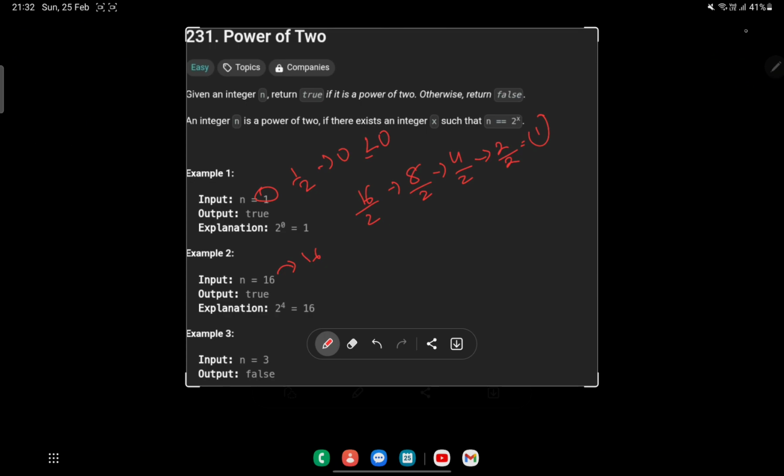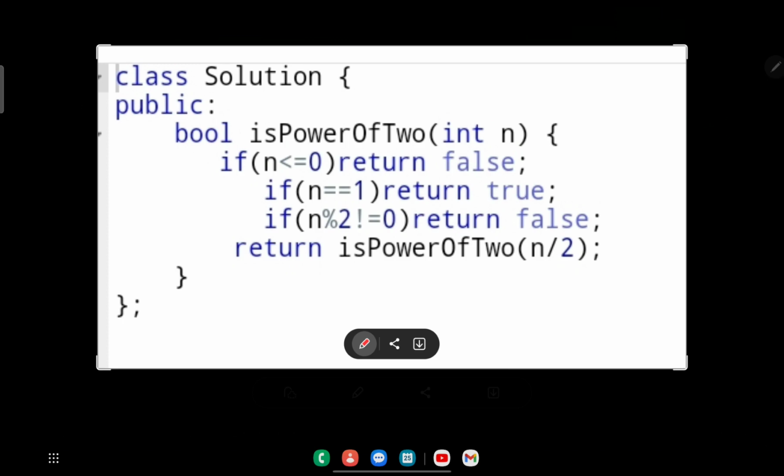And let us see the code of the question. Here is the code of the question. It is a boolean type, and if n is less than or equal to 0, we have to simply return false, and if n is equal to 1, we would be returning true.